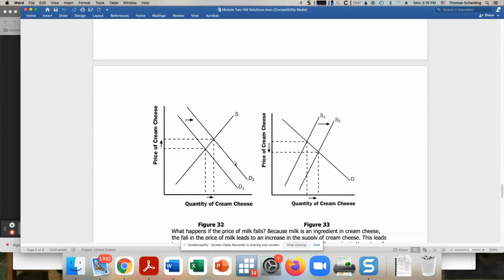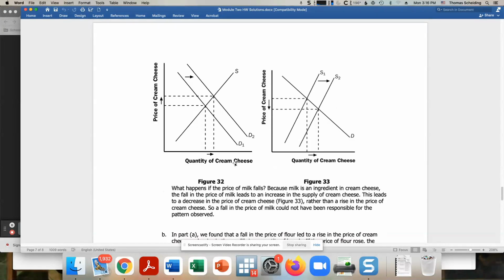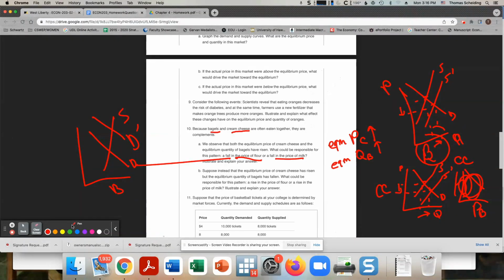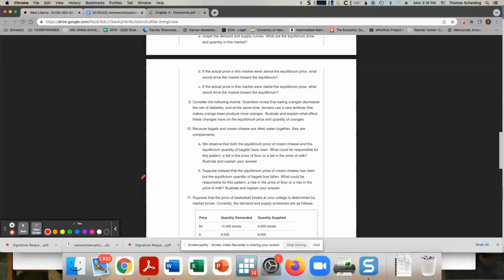And then in the second part to this, for number 10, what we see is, let's go back to here, sorry. If we want to see that the equilibrium price of cream cheese is rising and the quantity of bagels is falling, I can basically repeat this. So, is this going to come from the rise in the price of flour or the rise in the price of milk?